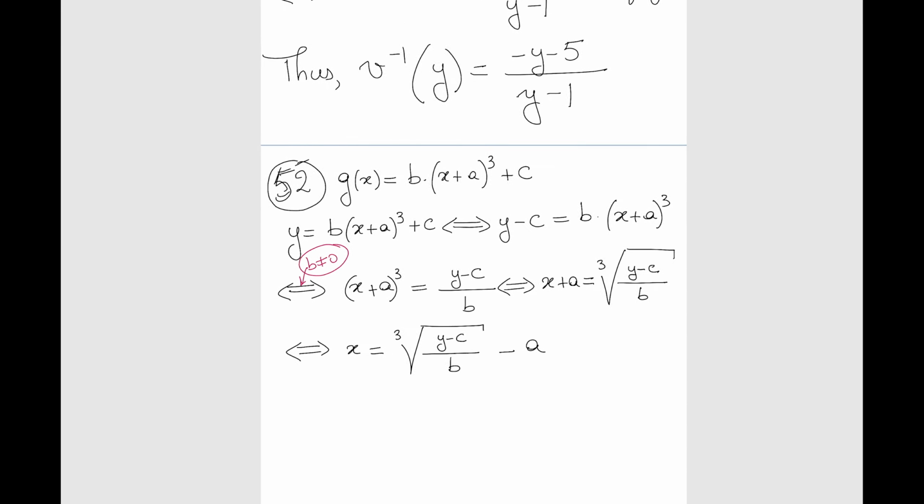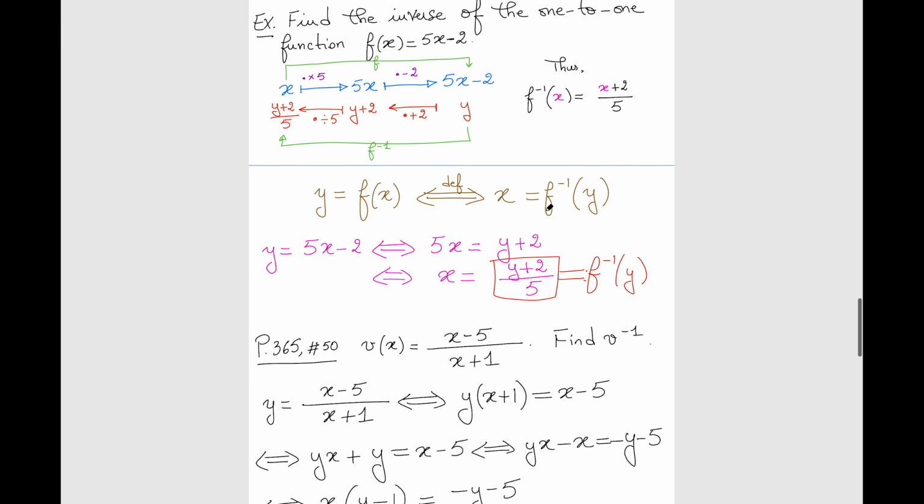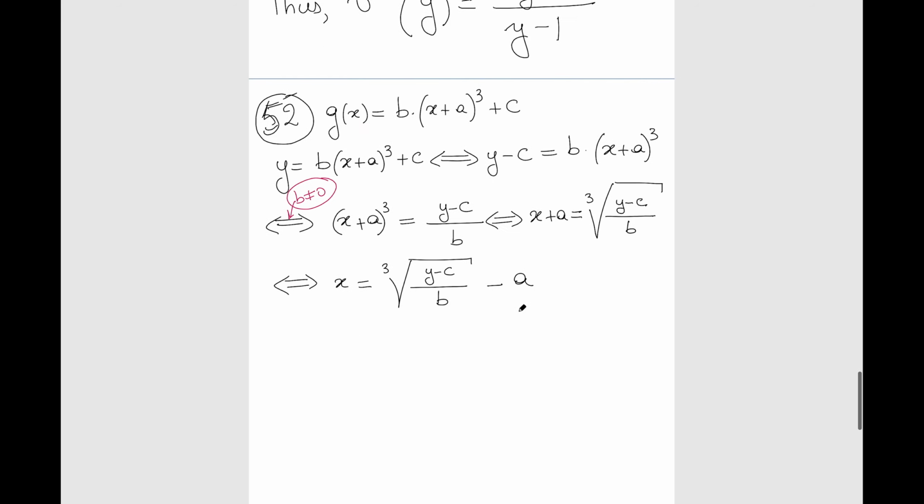And what do we know at this point? We know that this side is the inverse function if you plug in y. So that guy that you see here is simply g inverse of y. Okay.